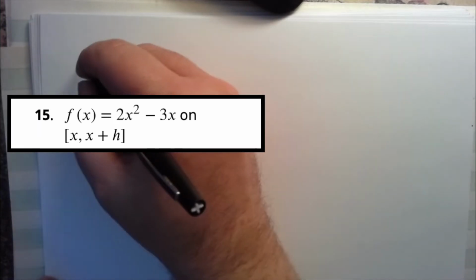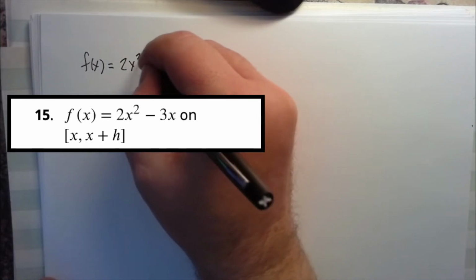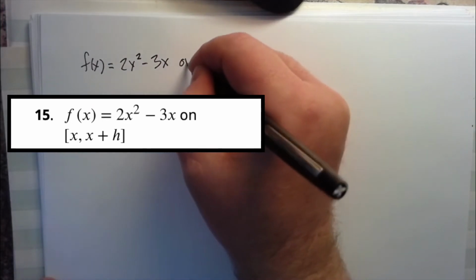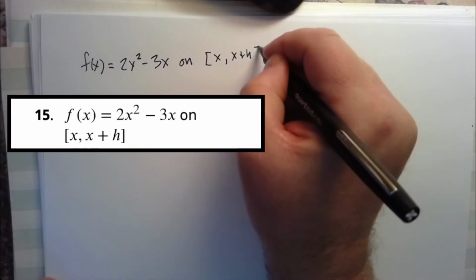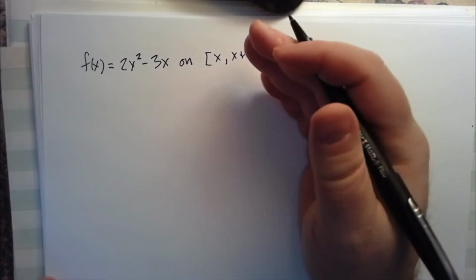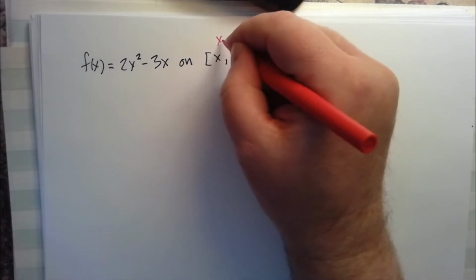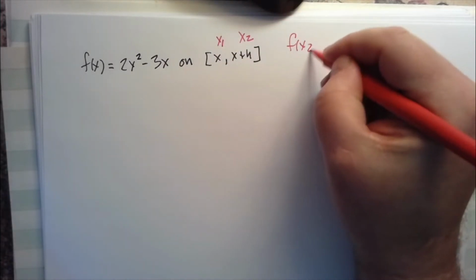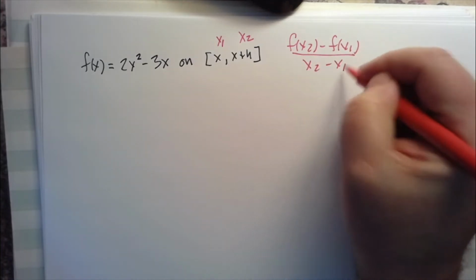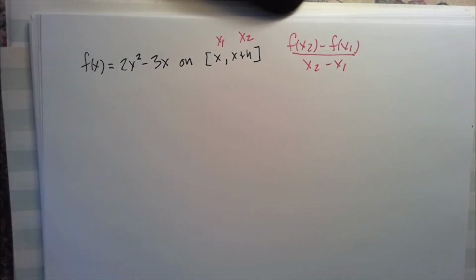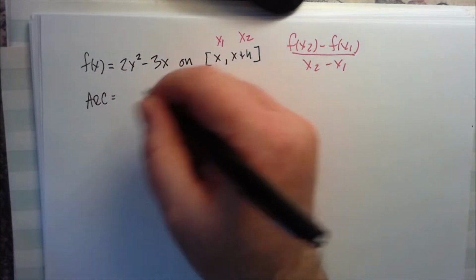So let's try this one. f of x is equal to 2x squared minus 3x on x to x plus h. Alright, so again, this one is our x2, and this is our x1, so we want to find f of x2 minus f of x1 all over x2 minus x1, like that. So let's just plug it in. So we get our average rate of change. It's going to be 2 times.